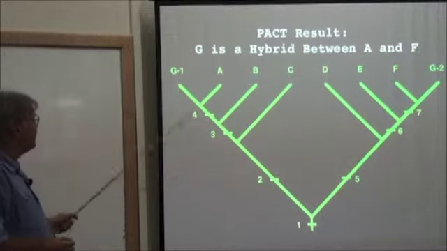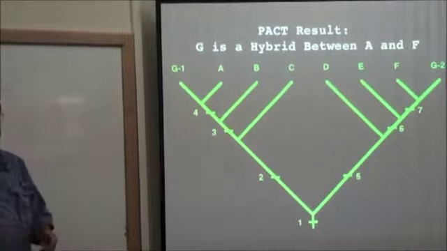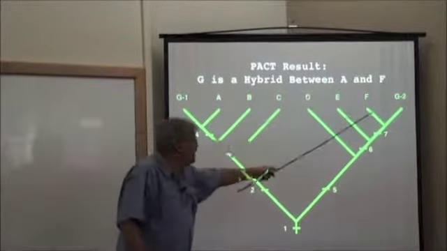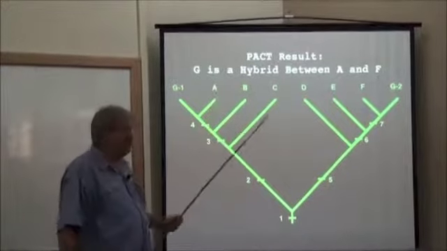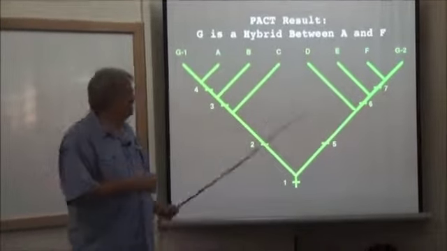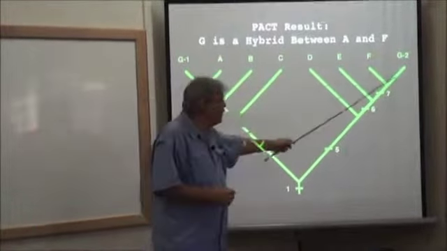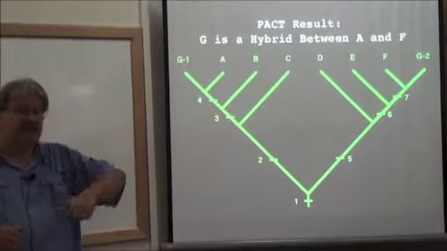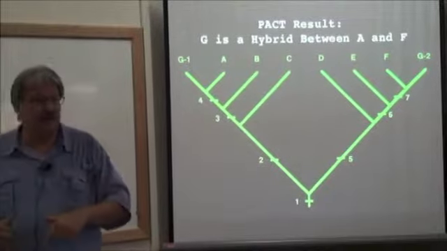And we have to ask, what's the reason for this? But the PACT analysis will say either G is a hybrid of A plus F, or G is the sister species of A or the sister species of F and has received significant genetic information from the other species by lateral transfer.